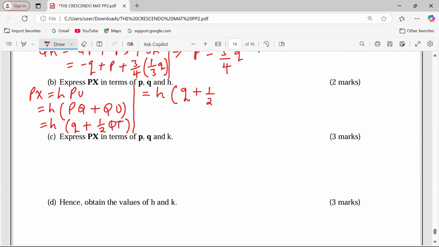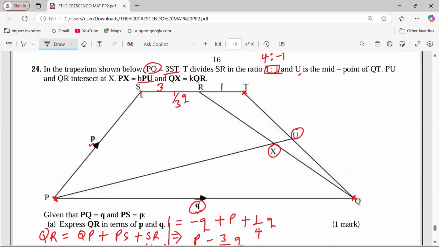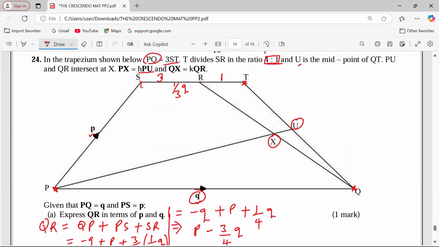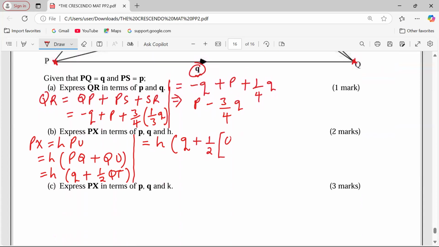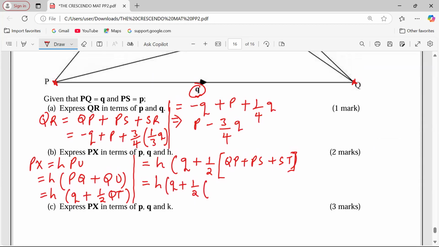So this is H into Q plus half. What about vector QT now? Vector QT should be Q to P, we move now backwards, Q to P, P to S, S to T. That is QT now. So let's talk about H into Q plus half into. When we talk about QP, we mean the reverse of Q. Then we have to add PS, which is P. Then we have to add a third of Q, which is the value of ST.